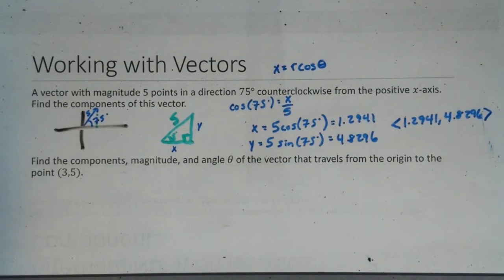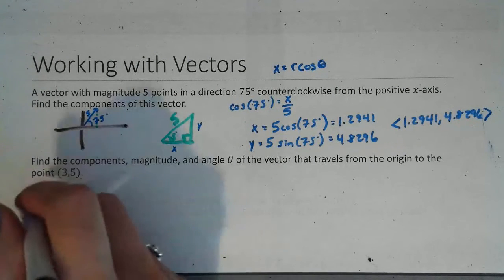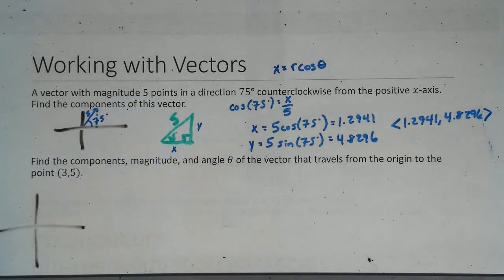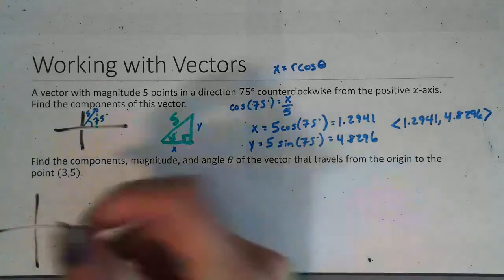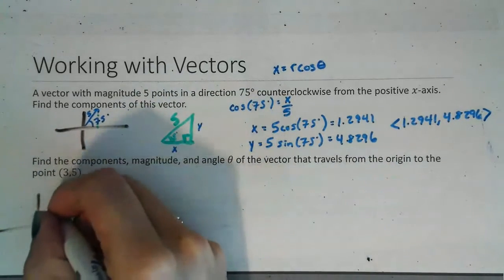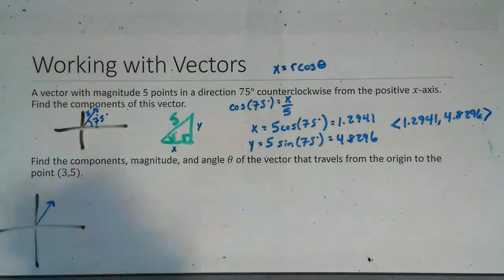Next up, we're going to find the components, the magnitude and angle theta of the vector that travels from the origin to the point 3, 5. I'm going to start with a drawing again because I think that helps a little bit. We are going from the origin to the point 3, 5. 3, 5 is in the first quadrant. So that's our vector.